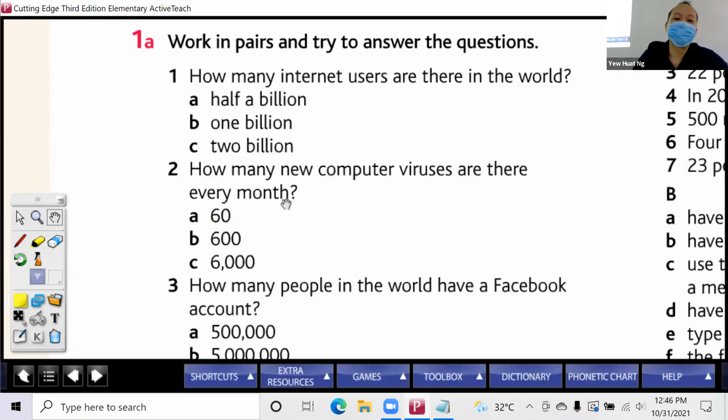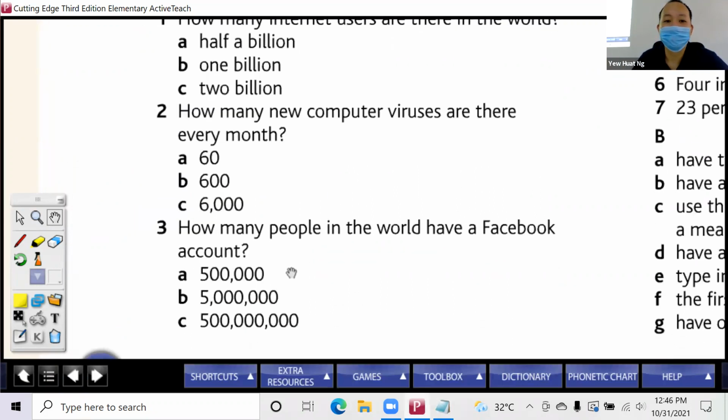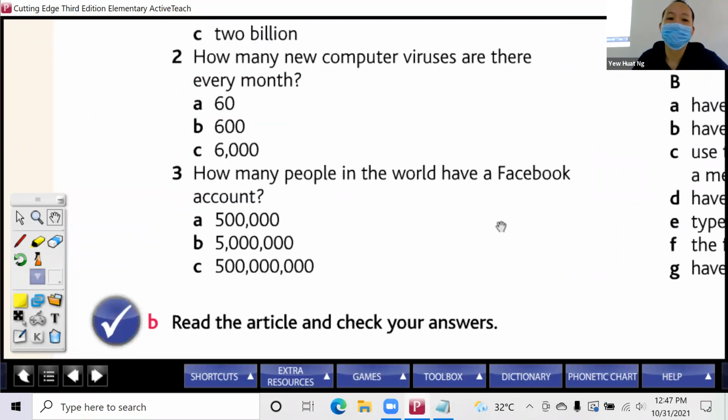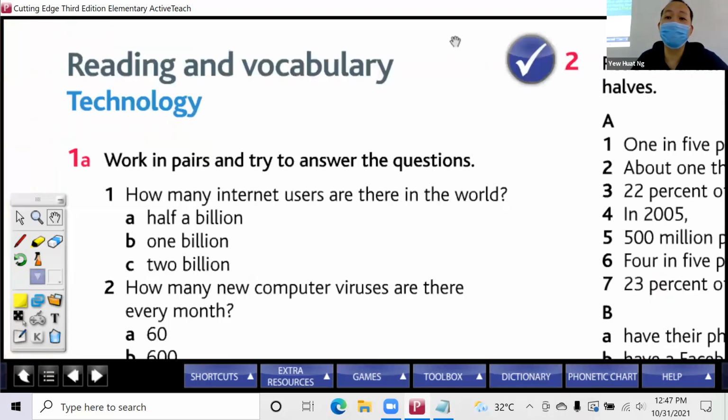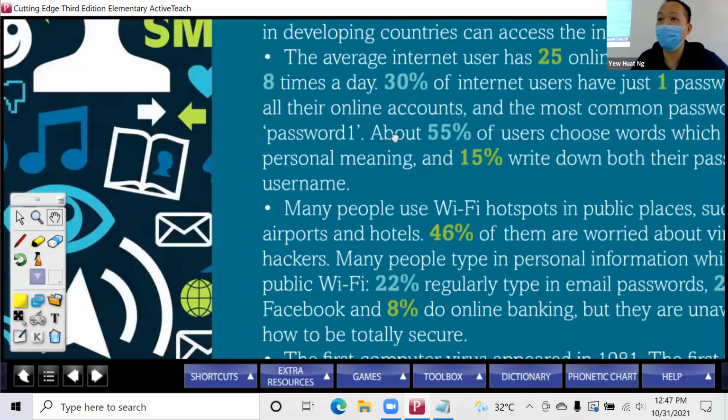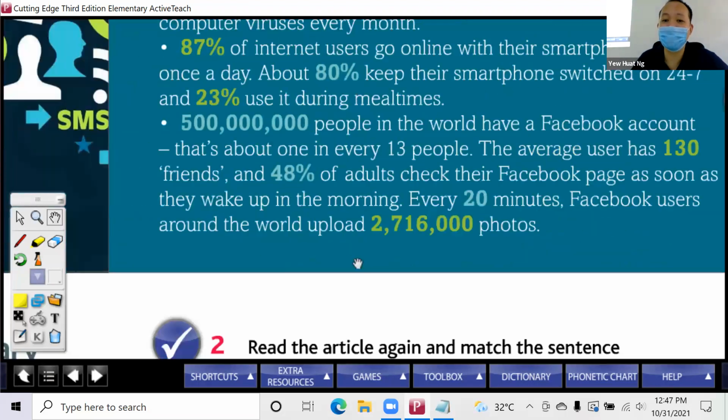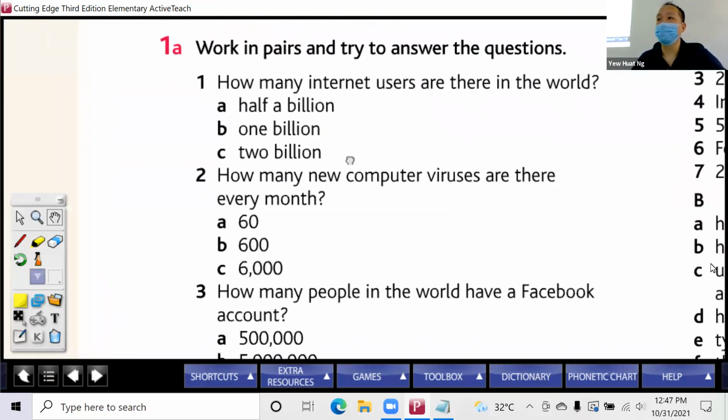Okay. This one? Computer viruses, okay. Next one? 5 billion. Where's 5 billion? There's no 5 billion here. 500 million or 500,000. Okay. I want you to now read this. Read this and try and answer this. Okay. Go.